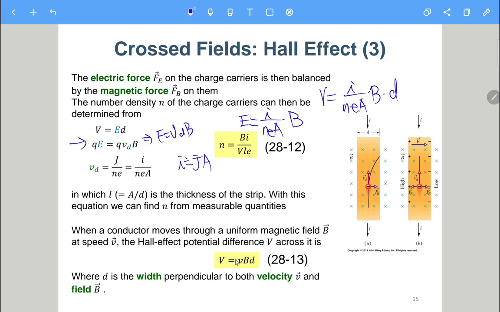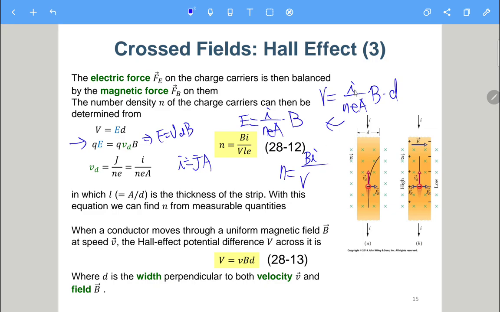Actually, this is nothing but V, but we can just plug in all the values here. So from this equation, we can get this one by putting n to the left side. So we have n equals V to the right side, so it is at the bottom, and then BI here.